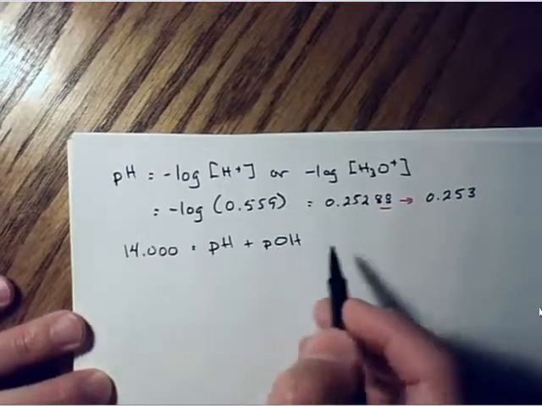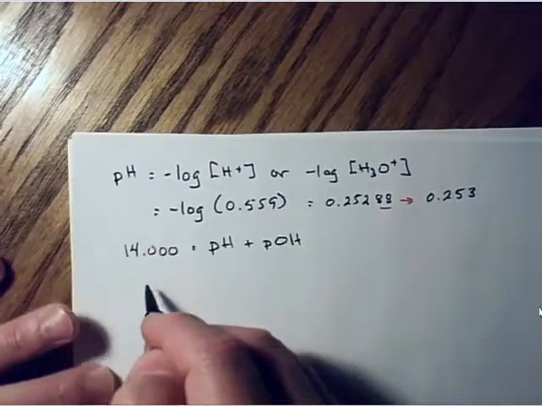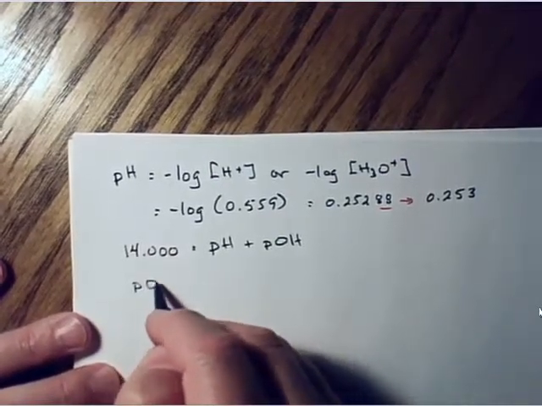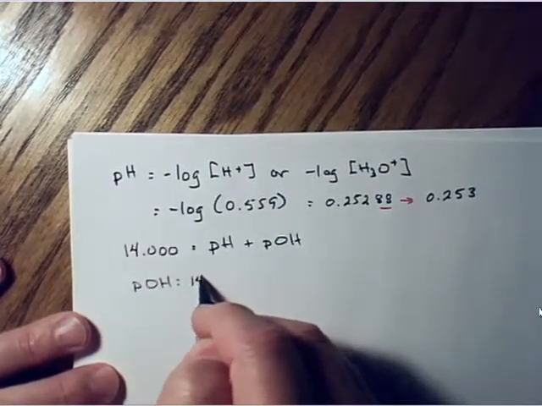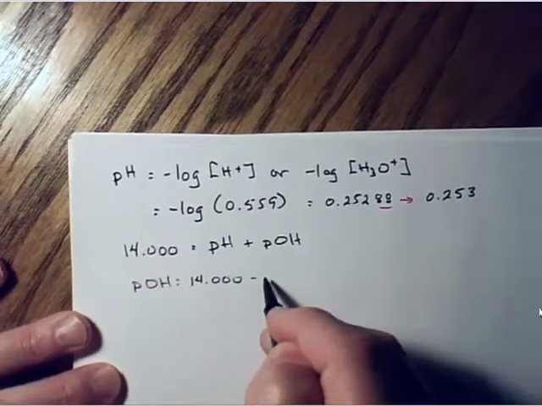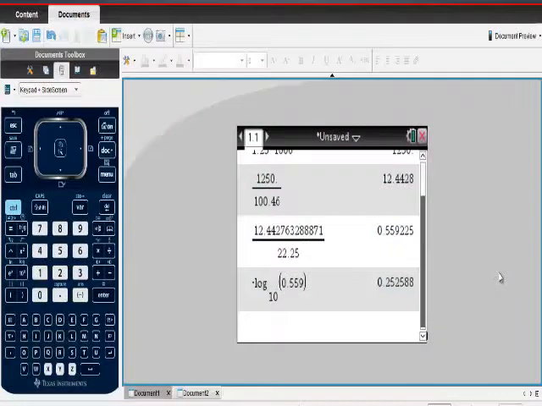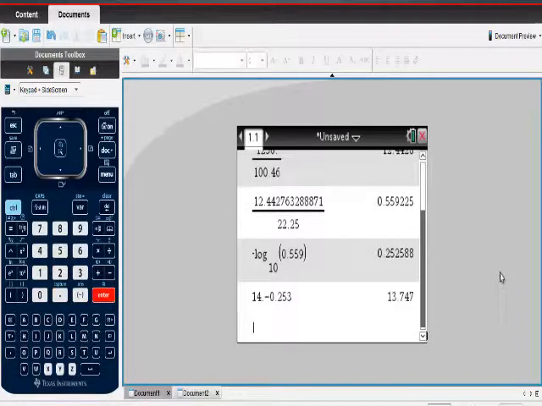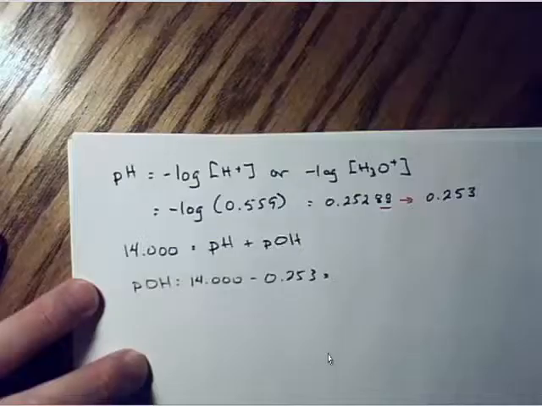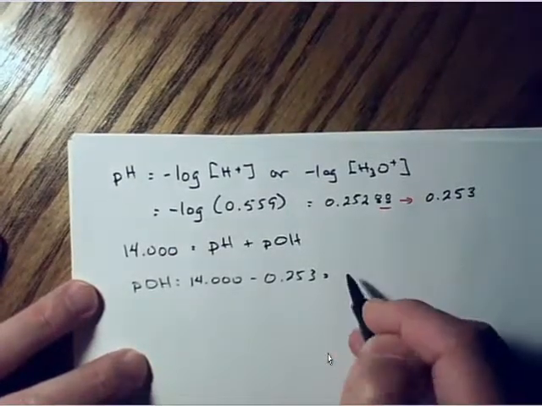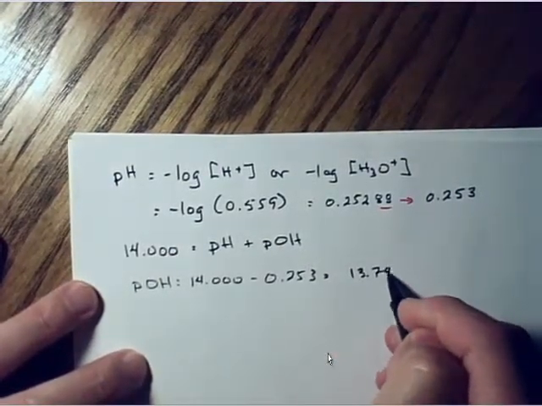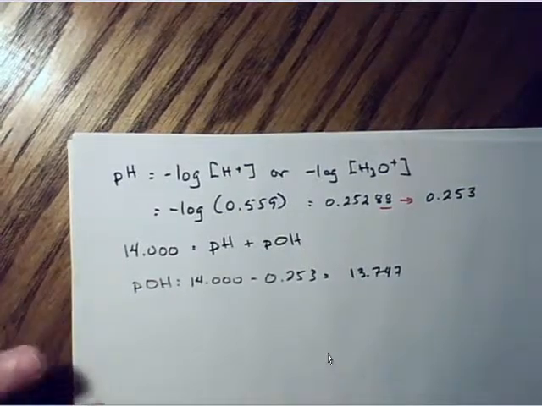All right. So if I plug in this number, what we get is that pOH is equal to 14.000 minus 0.253, and we get 13.747. Okay, that's the pOH.